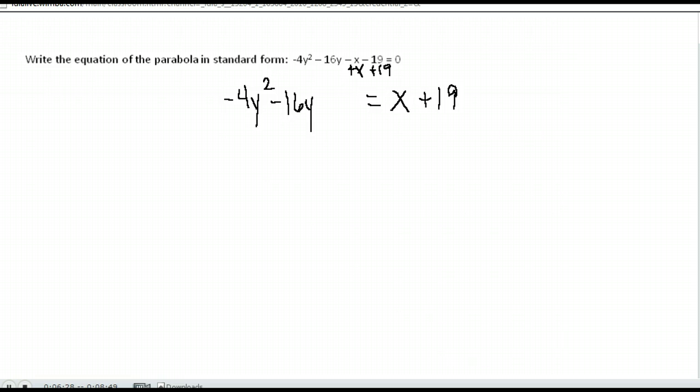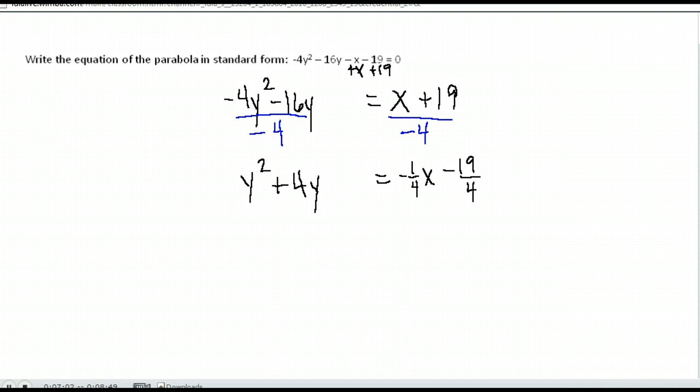Notice we're not done here, and the reason for that is because we have a negative 4 times the y squared. So we don't want a coefficient in front of the y. So what we're going to do is divide everything by negative 4. Okay. Now we have y squared plus 4y. Negative 16 divided by negative 4 is a positive 4. Over here, I'm going to write this as negative 1/4 x minus 19/4.